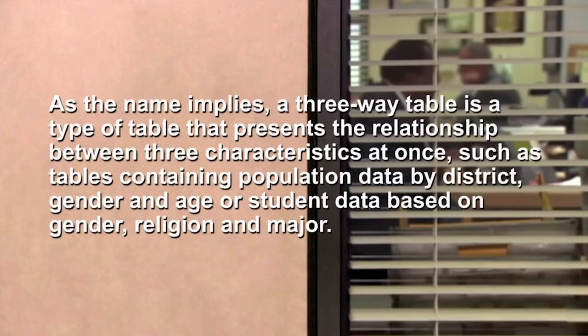Three-way table. As the name implies, a three-way table is a type of table that presents the relationship between three characteristics at once, such as tables containing population data by district, gender, and age, or student data based on gender, religion, and major.